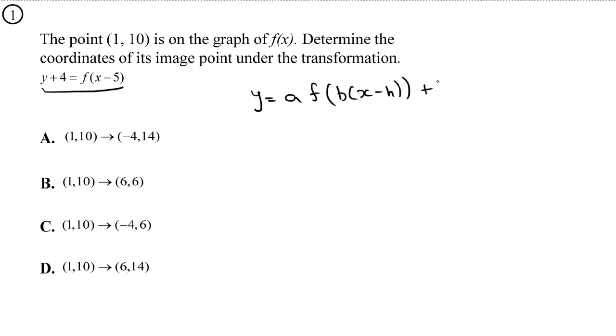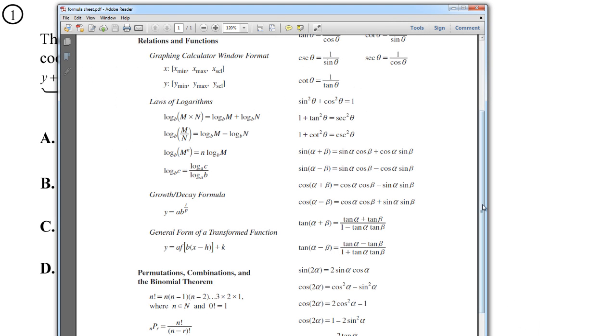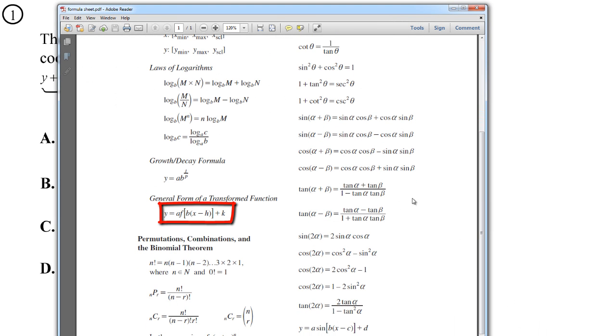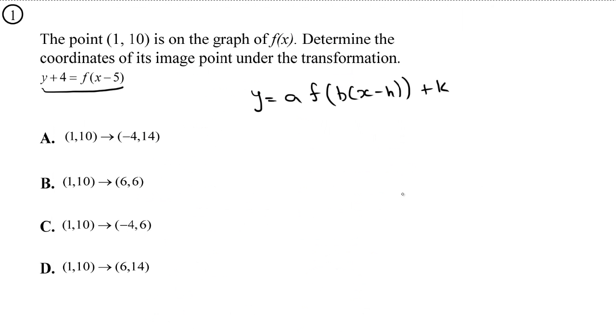y = af(b(x − h)) + k. You can see it to your right here. It's listed about midway through the page. This describes any transformed function in one neat, compact place. So we're going to take the function that they give us and try to make it look like this one so we can compare them to each other.